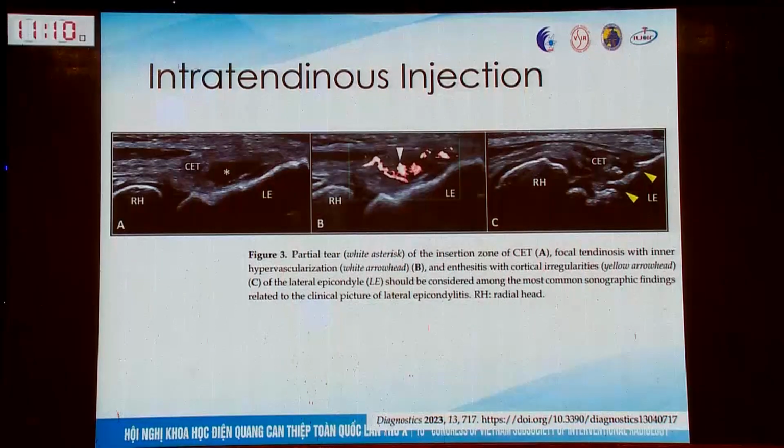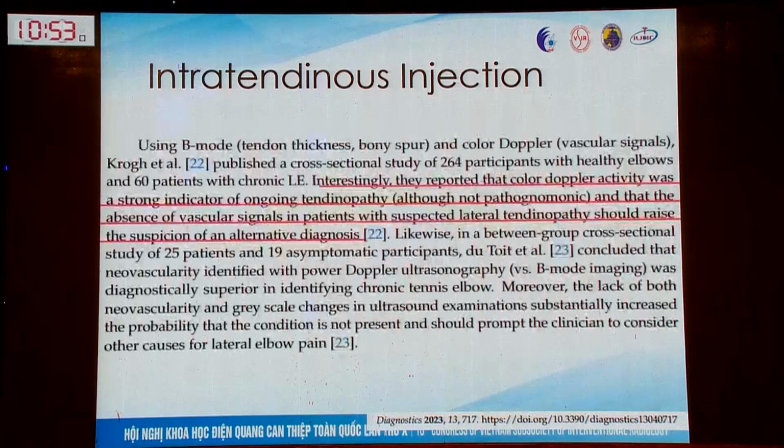And the second one is intratendinous injection. It's almost the same, but the target is intratendinous, like a partial thickness tear or the intratendinous vessels or nerves. So we have to target this lesion.